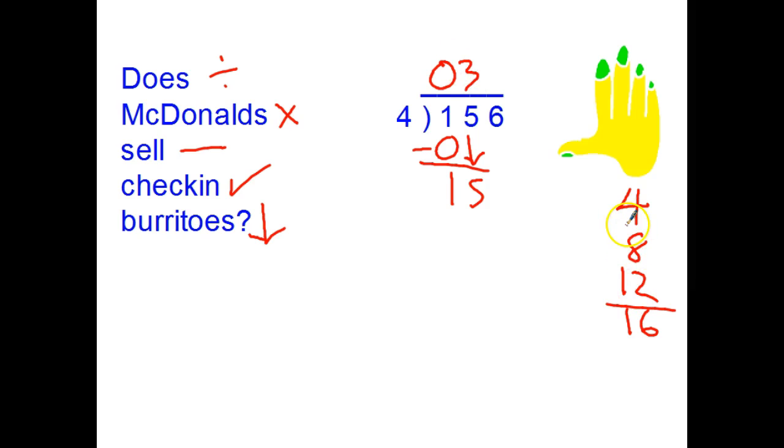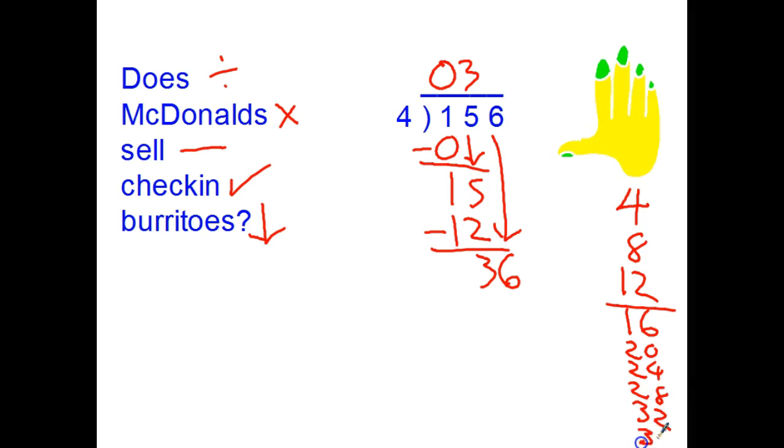And 3 times 4 is 12. Subtract, I got a 3. Check, is 3 less than 4? Yep, good so far. Bring down my other number, it's a 6. Maybe I should have written smaller. 4, 8, 12, 16, 20, 24, 28, 32, 36. 1, 2, 3, 4, 5, 6, 7, 8, 9 of them. 9 times 4 is 36 with nothing left over. And hopefully that should help you with dividing by 1-digit divisors when there's no remainder.